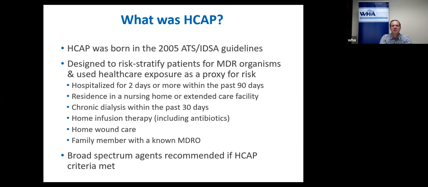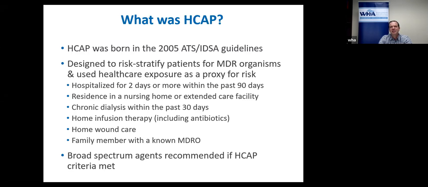Now, of course, the intention here was good. The thought process behind HCAP was to risk stratify people and say, are you at risk for a bad bug? And if you're at risk for it, can we really hit this bug hard in order to prevent multi-drug resistant organisms? And so the criteria were, if you had been hospitalized for more than 2 days within the past 90 days, if you were a resident of a nursing home or long-term care facility, if you were on chronic dialysis, if you were on home infusion therapy, if you had home wound care, or if you had a family member with a drug-resistant organism, we would treat you with broad-spectrum antibiotics for pneumonia symptoms.